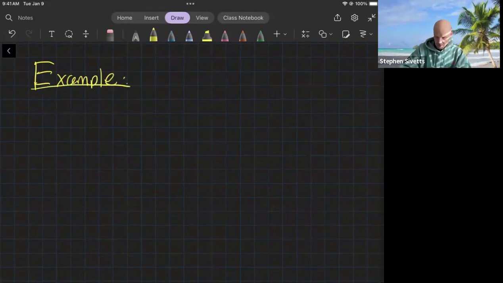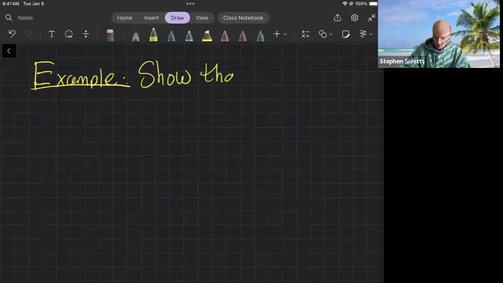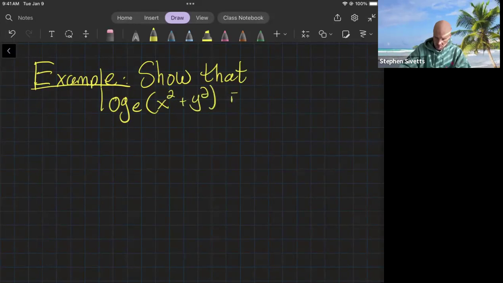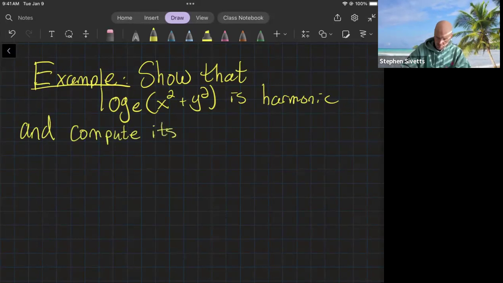Okay, so show that log base e of x squared plus y squared is harmonic, and compute its harmonic conjugate.